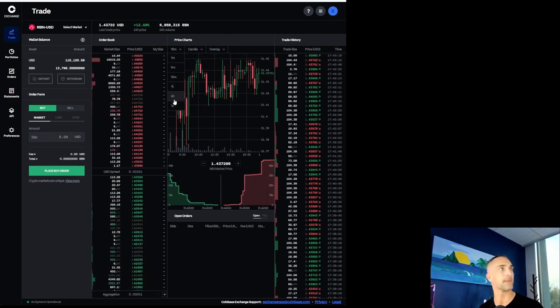I was trying, how can I buy AVO? How can I buy AVO? And I couldn't figure out where the token was. Well, this is the token.